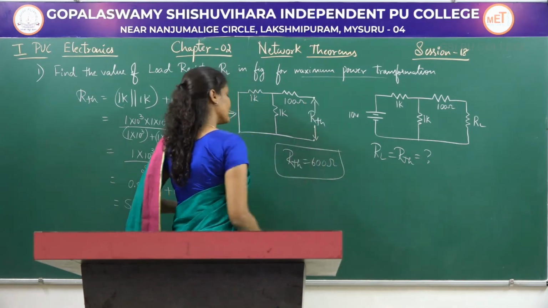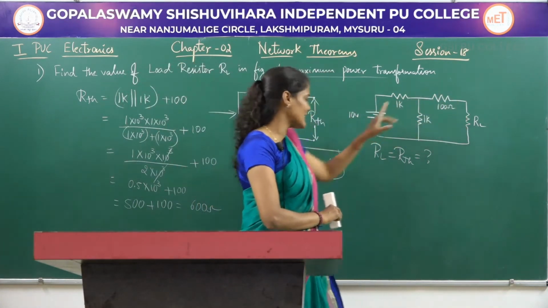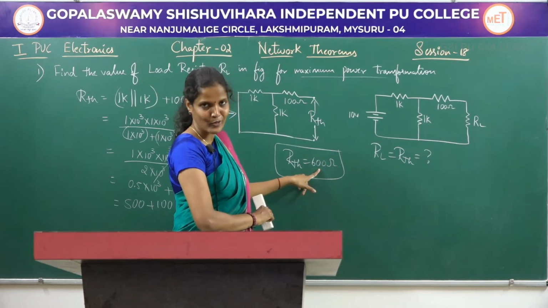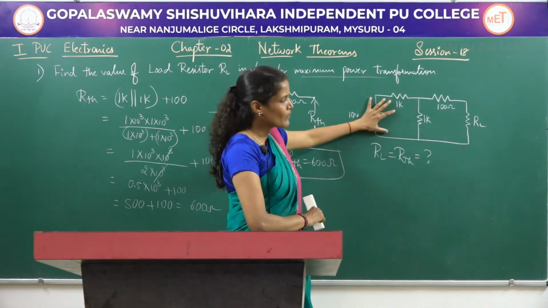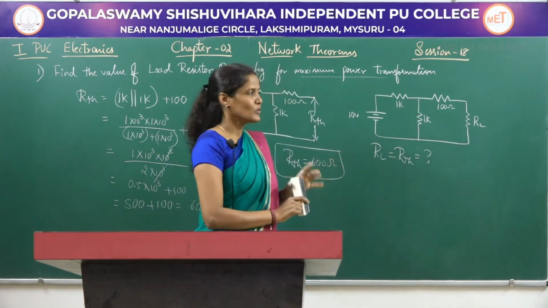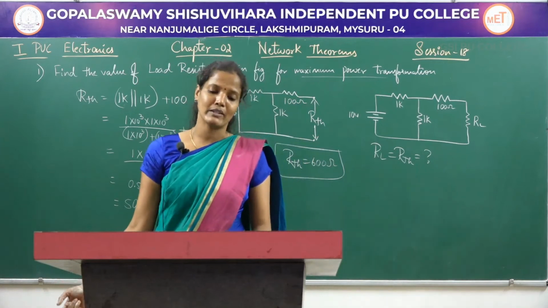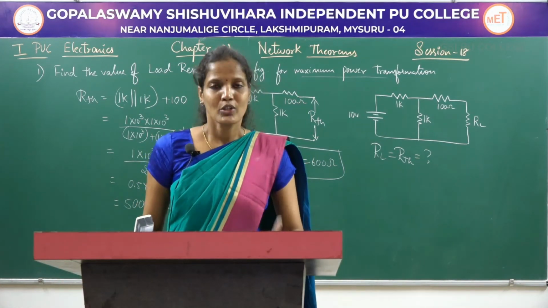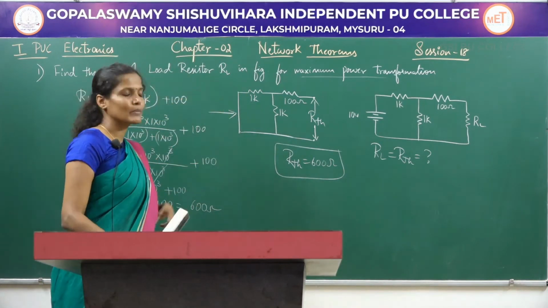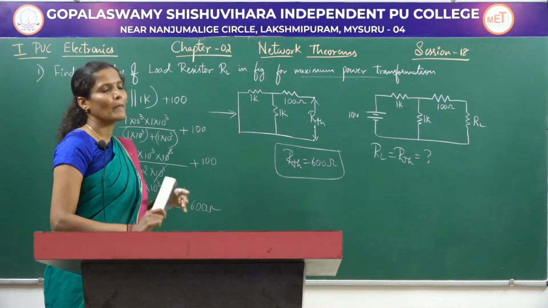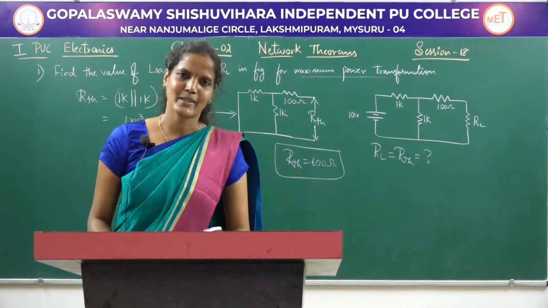So this implies that if the value of this load resistor is chosen as 600 ohms, then the maximum amount of power will be transferred from the source to the load. If RL is equal to R Thevenin, the maximum amount of power will be delivered to the load. So in this problem, the value of the load resistor RL must be equal to 600 ohms for maximum power transfer. Now we'll move on to the next problem.